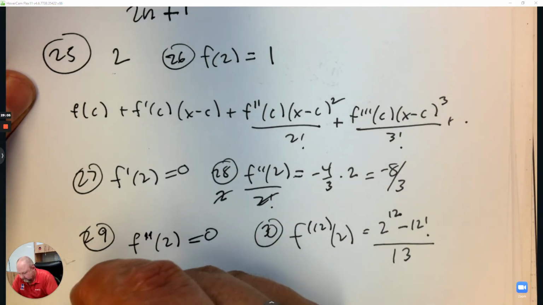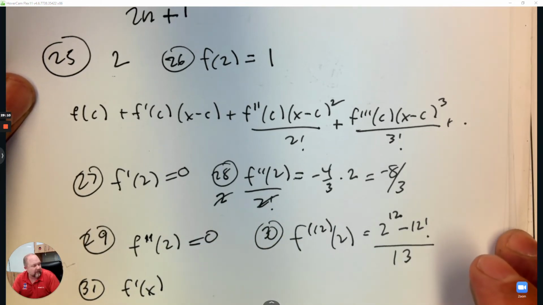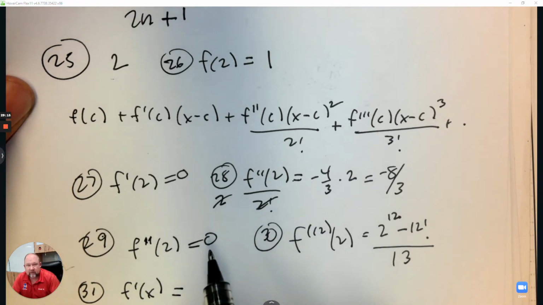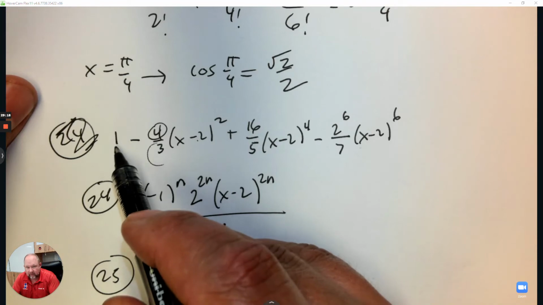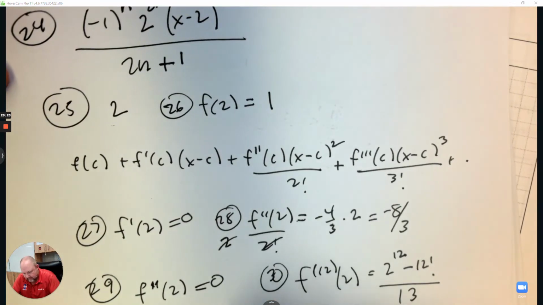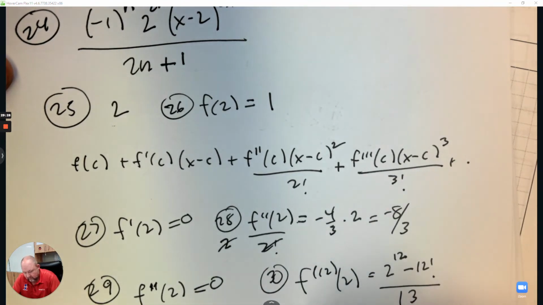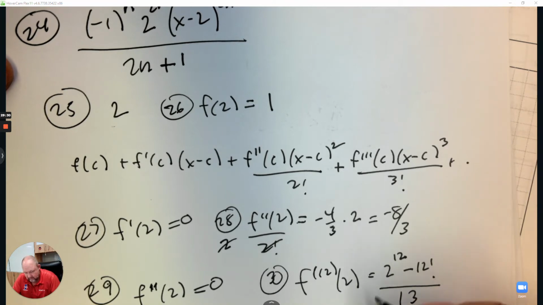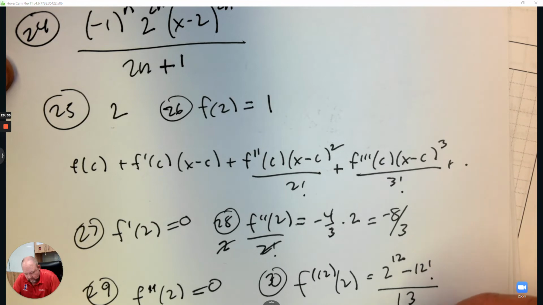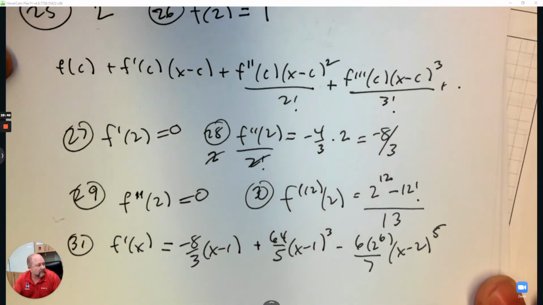Number 31, what's the derivative of f at x? And you just take the derivative of what you see up here. So the derivative of 1 is 0. The derivative here is negative 8/3, x minus 1. The next one, when you multiply by 4, is 64/5. Subtract 1. And then 6 times 2 to the 6 divided by 7. And so on.